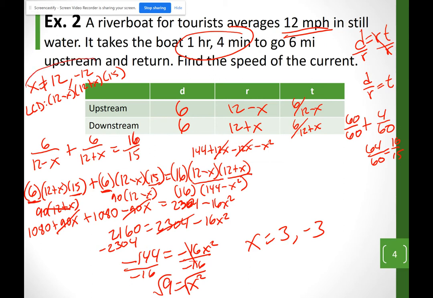First, I checked. I cannot accept 12 or negative 12. That's not our answer. Now, negative 3, the river going at a negative rate? That doesn't make sense. So the speed of the current is positive 3. Right? The negative 3 doesn't make sense. It cannot go at a negative rate. So the river is going at 3 miles per hour.